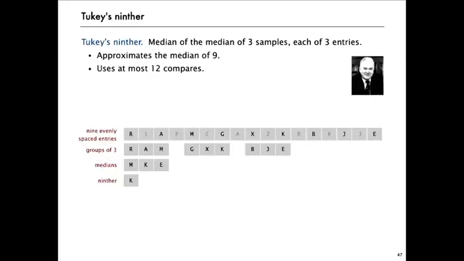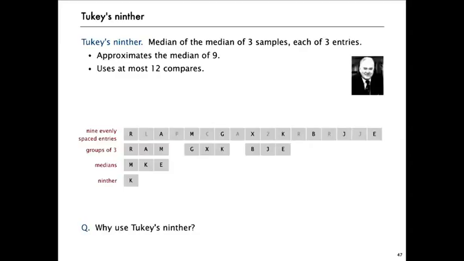And Tukey's ninther is just pick 9 items out of the array and take the median of the medians, and that's the ninther. Very inexpensive, and they had macros to do this, so it did not cost too much to find a partitioning element that's much closer to the middle than if you used a random one.